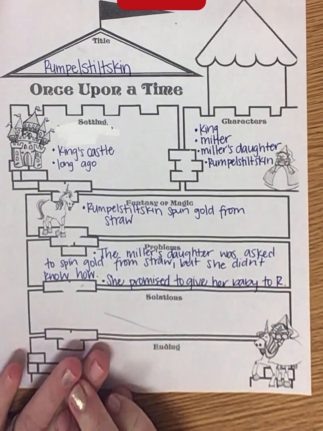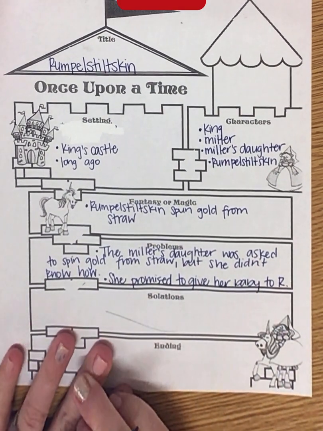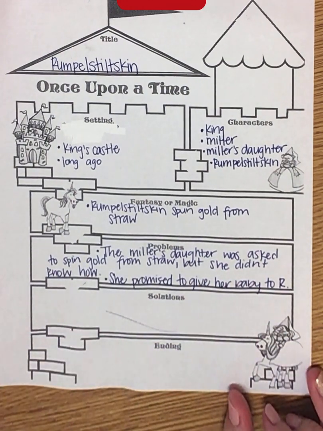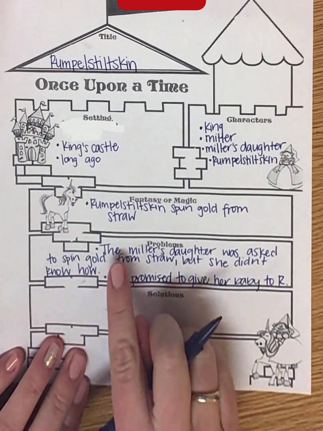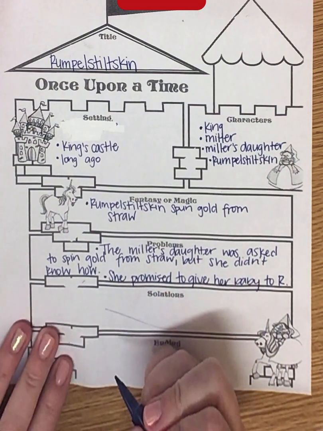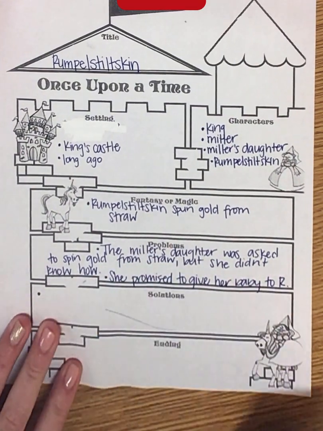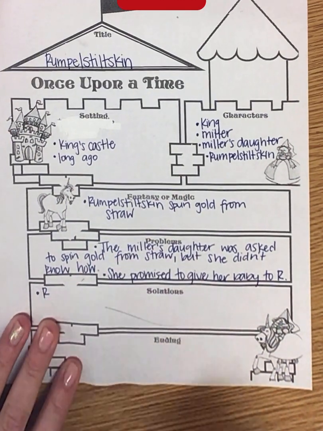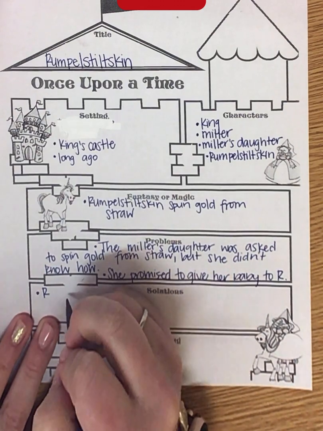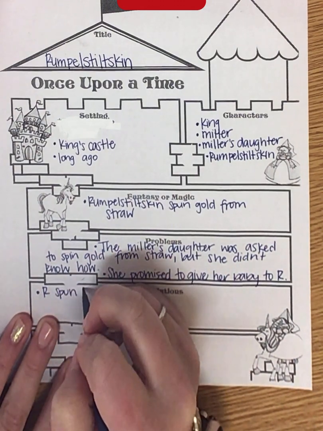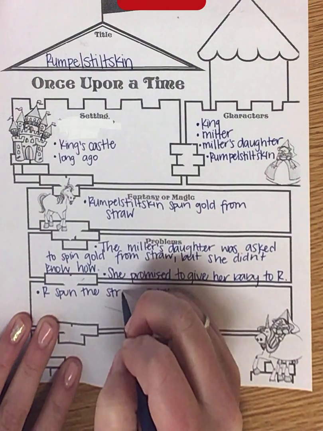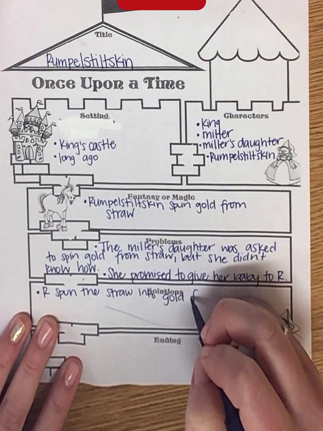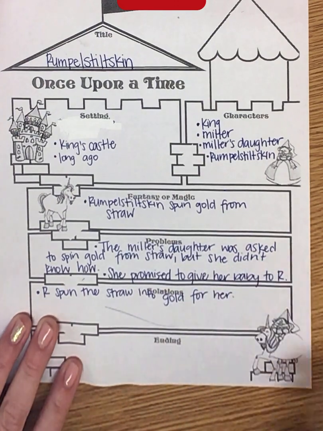And I'm just going to write R here because I'm running out of room. And that is okay if you do that too. All right, so each one of these problems was solved in its own way. How was the miller's daughter asking to spin gold from straw solved? Very good. Rumpelstiltskin, so again, I'm just going to write the R. Rumpelstiltskin spun the straw into gold for her. Great job.